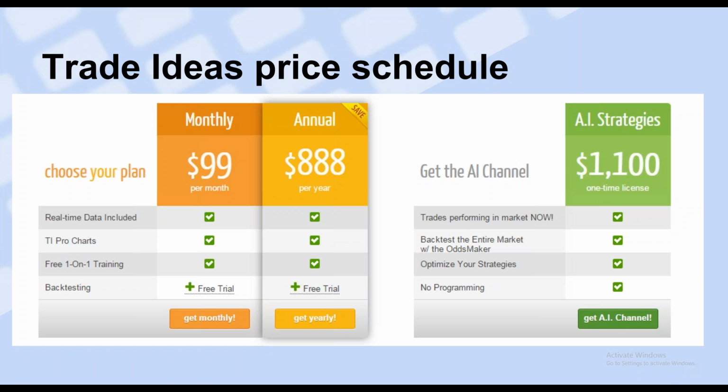It includes all of your real-time data, all that charting. Very importantly, it includes a full hour of one-on-one training, and we've just made it even easier to sign up for that. You're able to select your own time and date. So as soon as you subscribe to Trade Ideas, go to our support page, click on training, and there's a new calendar interface there that will let you schedule a training with Jamie Hodge, our Director of Education, or Steve Gomez. The monthly and the annual also let you test the backtesting tool, the Odds Maker.